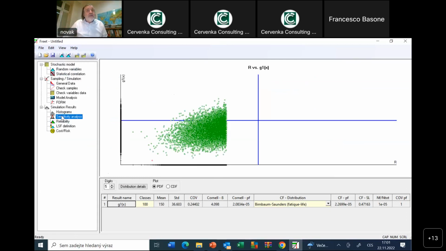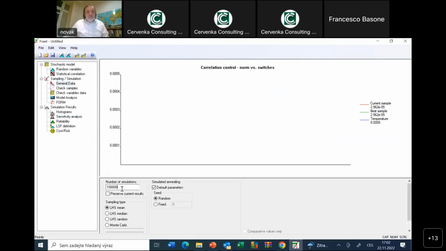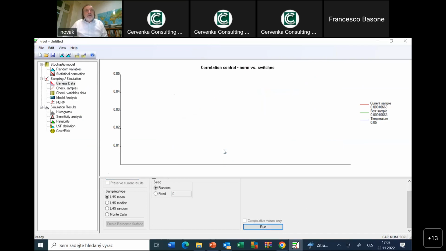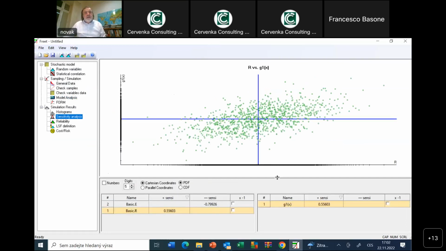I think this was more or less it. I will also show sensitivity analysis. We just use simple cases again, otherwise it will be a little bit stuck. For example, the sensitivity analysis window is showing us the influence of random variables.